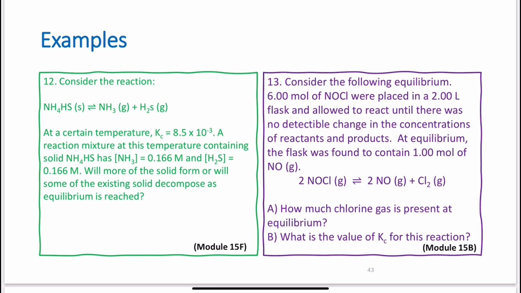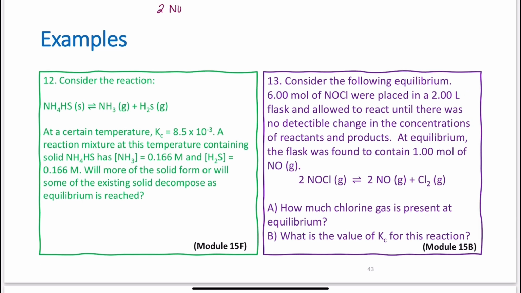Okay. I'm going to write the reaction up here just so I can set up the ICE chart. 2 moles of NOCl gas in equilibrium with 2 moles of NO gas and Cl2 gas. 6 moles were placed in a 2-liter flask. So 6 divided by 2 is 3, 3.00 molar. Allowed to react until there was no detectable change. Okay, so none of these present at the start.